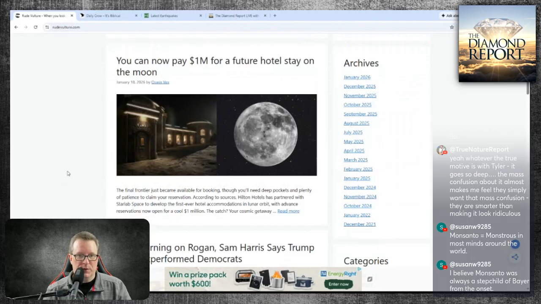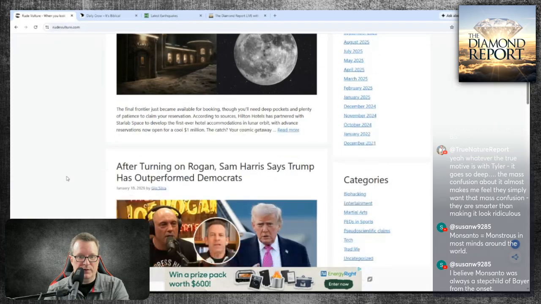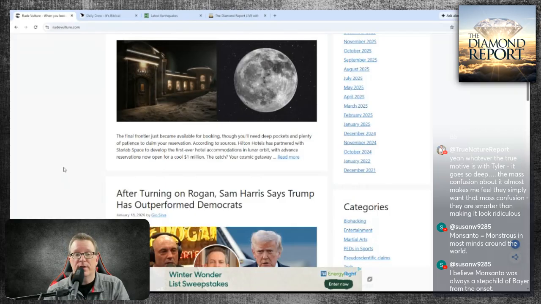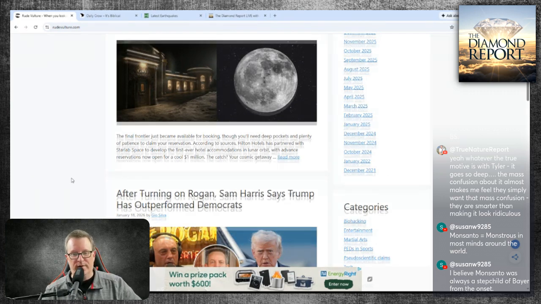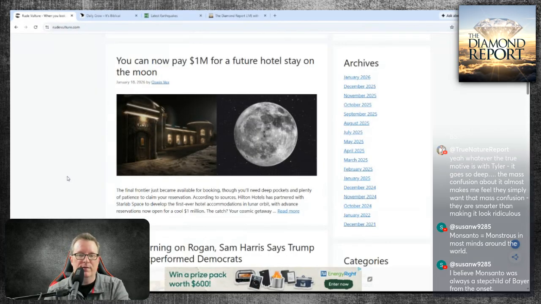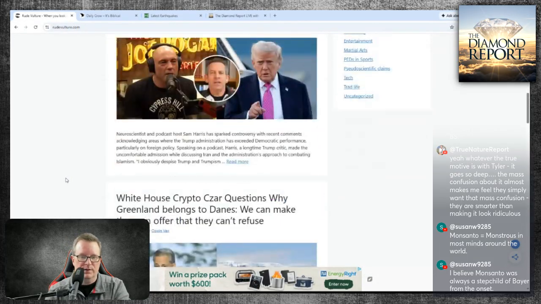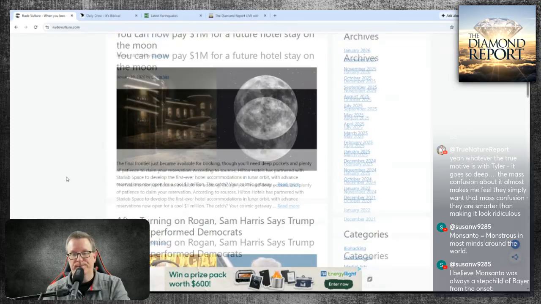And then there's this one, which I think is totally ridiculous. You can now pay $1 million for a future hotel stay on the moon. There you go. How are you going to get there, though? That's what I wonder. Yeah, the final frontier just became available for booking, though you'll need deep pockets and plenty of patience. Yeah, they're going to have to figure out that little problem with the Van Allen radiation belts first, seems to me. Maybe I'm wrong.